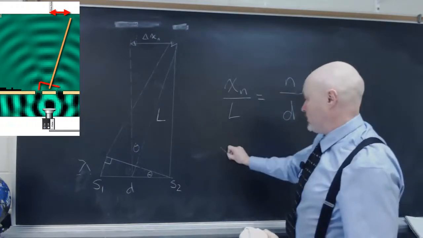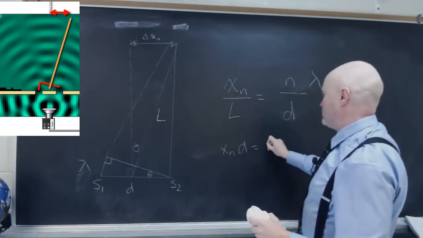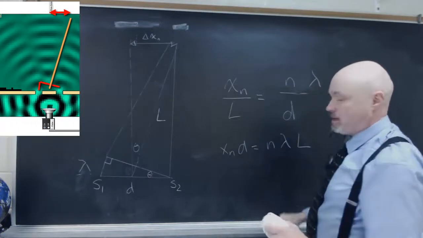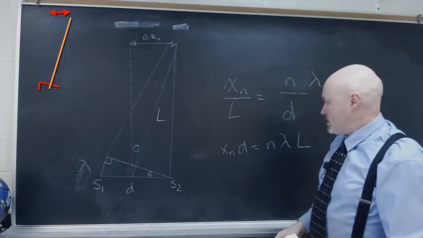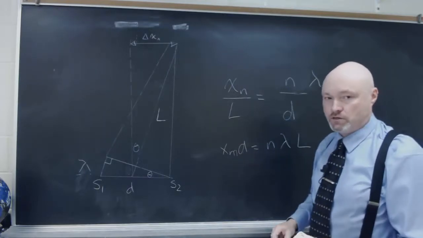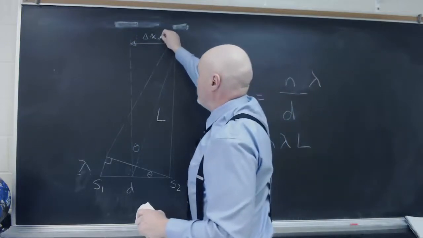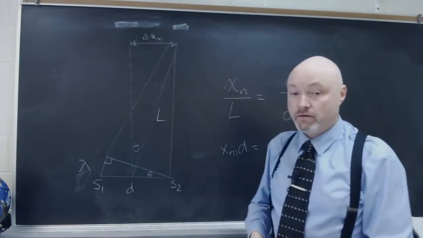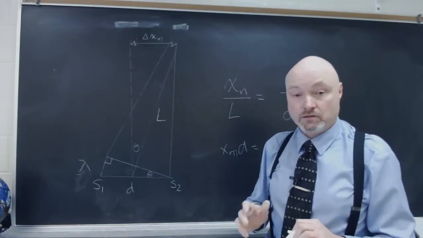And we can rearrange it if we like: xnd equals n lambda L. The textbook we're using actually uses m to denote the distance to a bright fringe. Other than that, everything is pretty much exactly the same.